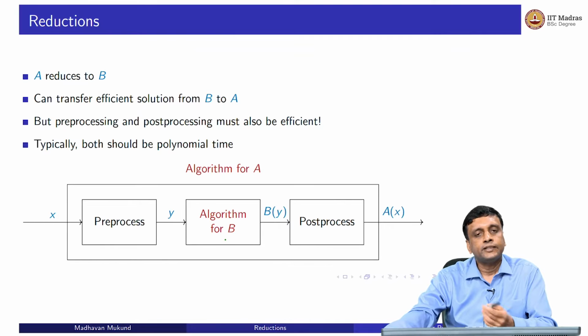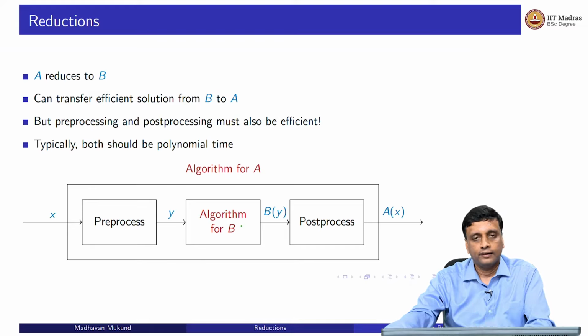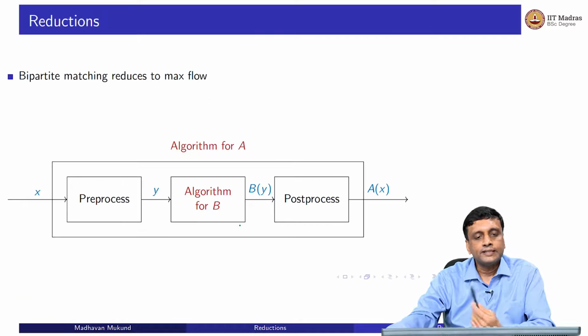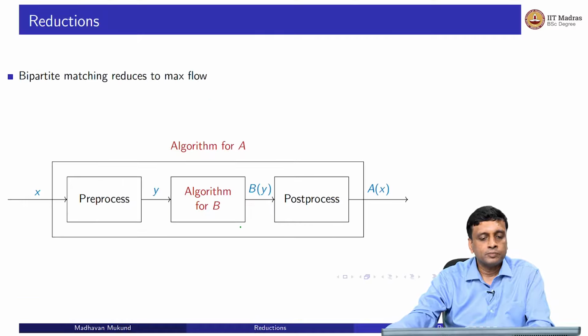When we say efficient, what we will usually mean, as we go ahead, is that both these translations should be in polynomial time with respect to the size of the input of A. And the size of the output of B must also not be too large, because I have to reconstruct back in polynomial time an answer for A. So in this sense, bipartite matching reduces to maximum flow.